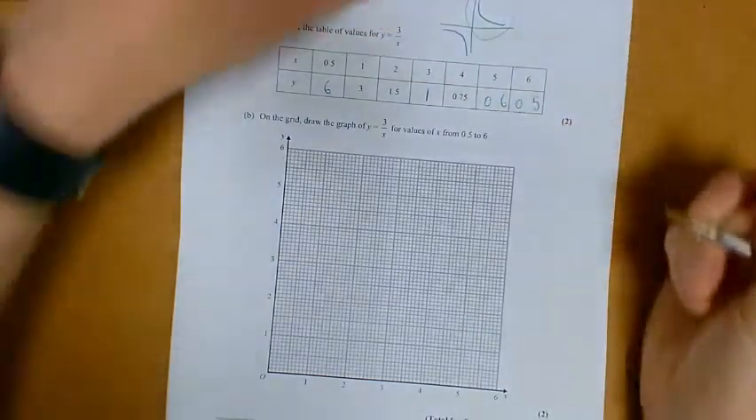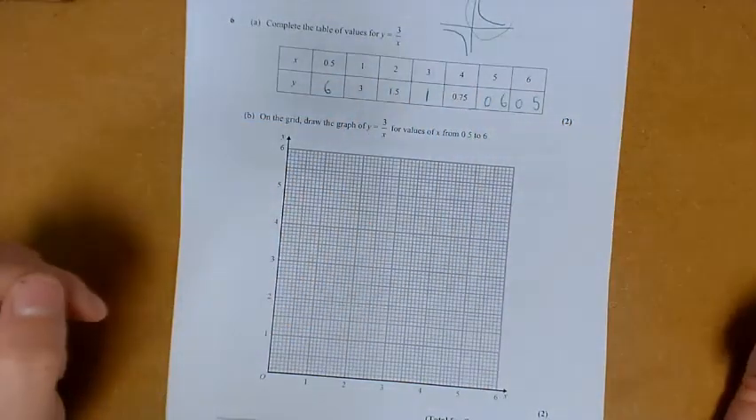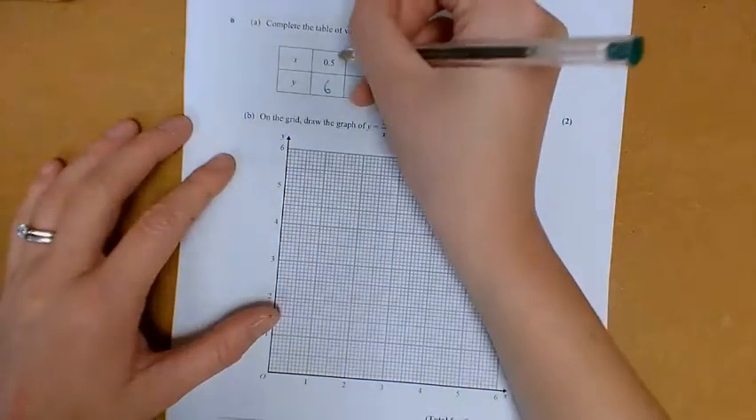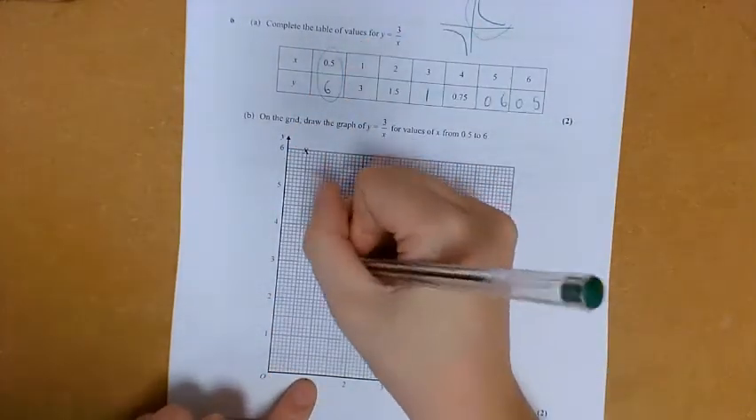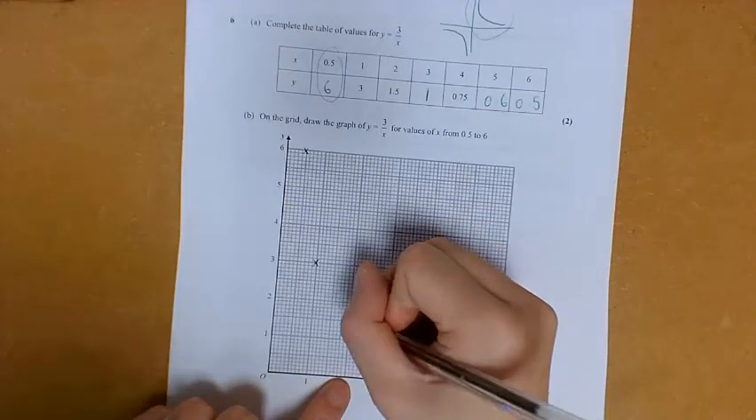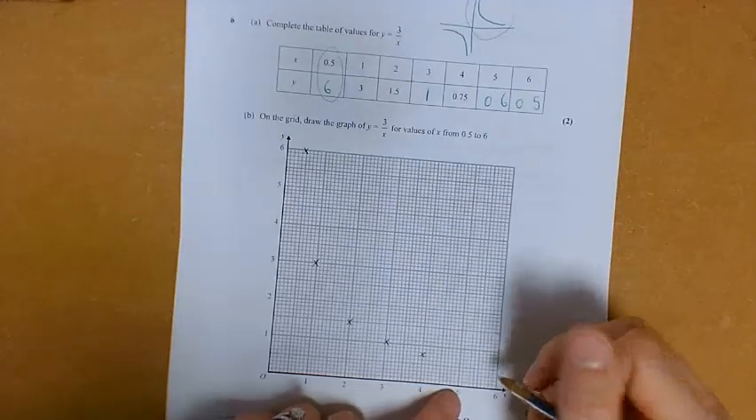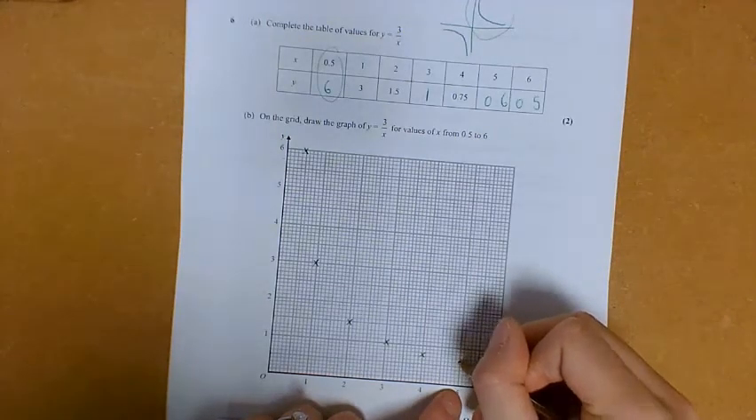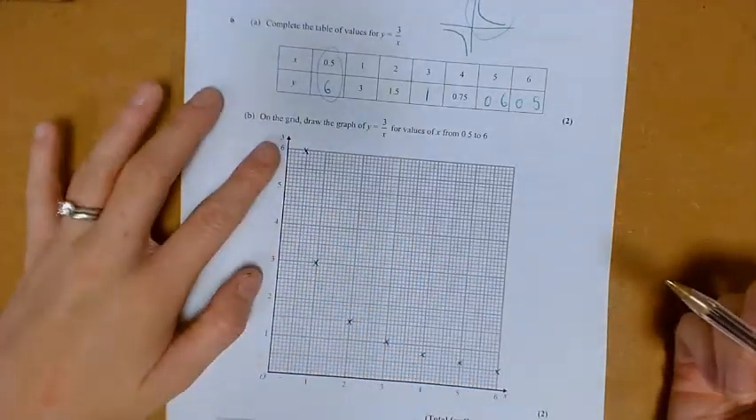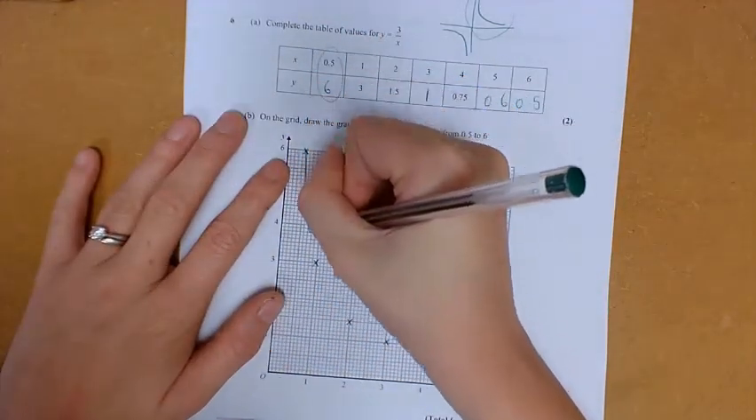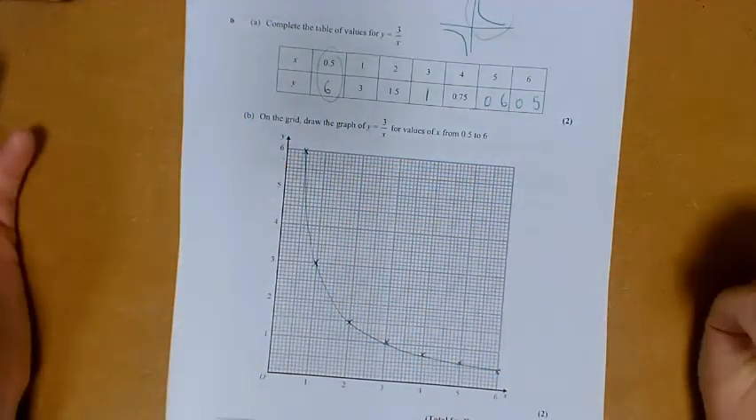So we're just taking each of the x values and substituting it into our equation to get the y coordinate. And then each of these is a coordinate on the graph. So (0.5, 6), (1, 3), (2, 1.5), (3, 1), (4, 0.75), (5, 0.6), and (6, 0.5). And that would get you 1 mark, and then you need to join it up for your second mark, because we would expect it to be a smooth curve like that.